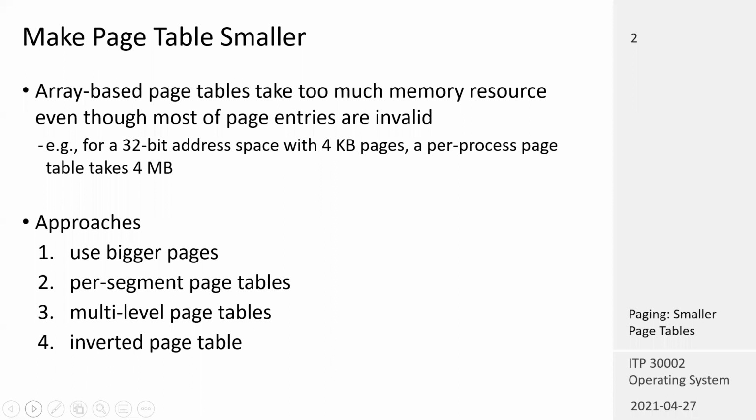But if we just make the page table as an array, then yeah, it'll take a pretty large amount of memory space. So for example, for a 32-bit address space with a 4 kilobyte page, I told you that we together tracked that the page table for each process takes up 4 megabytes. So if there are 200 or 300 processes running in your system, they take like gigabytes of the memory in your system. This pretty much incurs a lot of overhead.